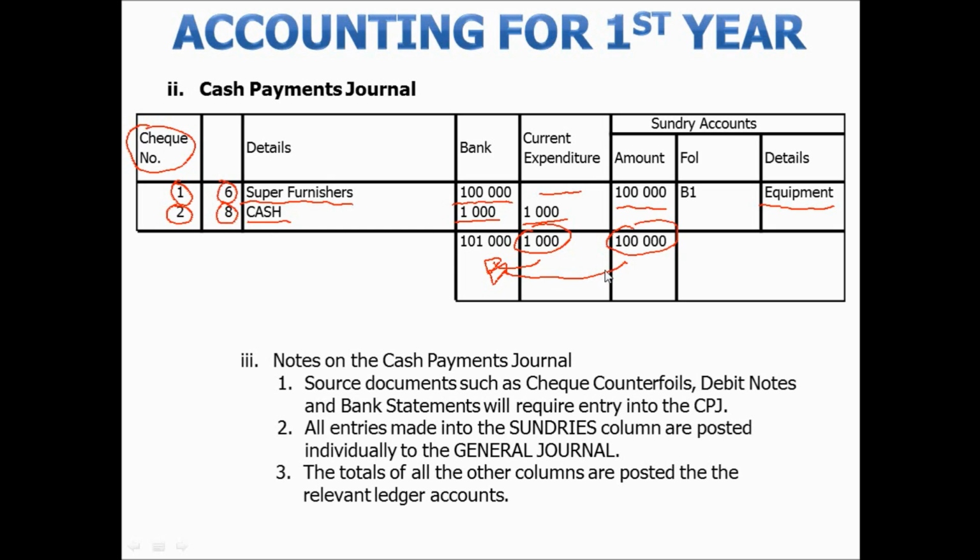Some notes on the cash payments journal. Source documents such as check counterfoils, debit notes, and bank statements will require entry into the cash payments journal. All the entries that were made under the sundries column will then be posted to the general journal. We will get to that in the next section. And then the totals of all the other columns are then posted to their relevant ledger accounts.